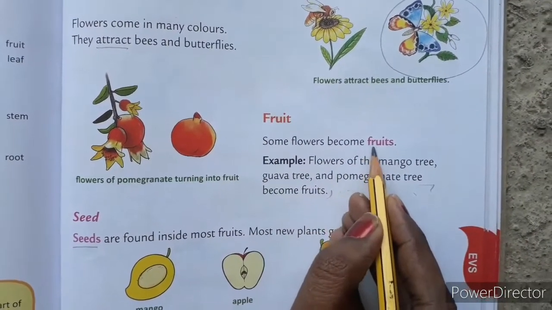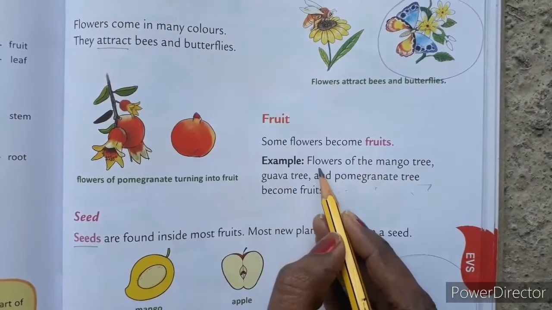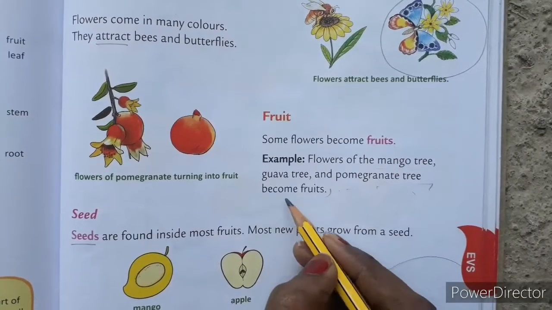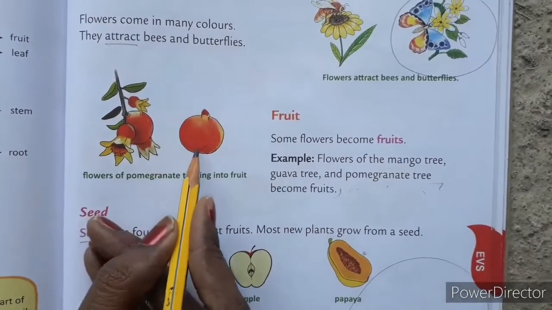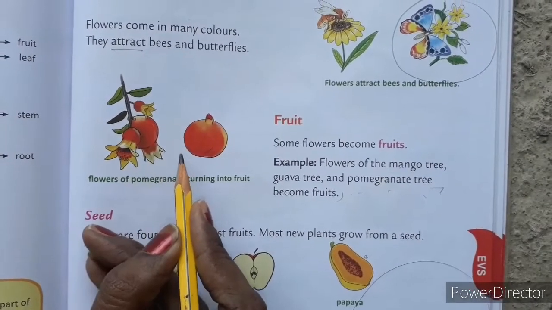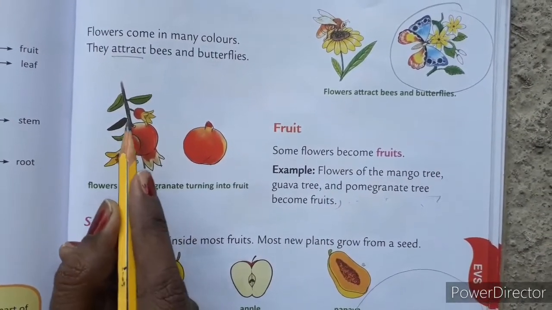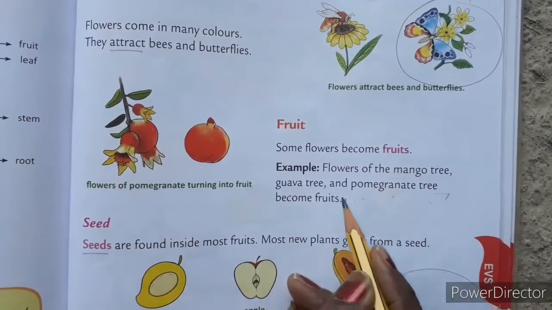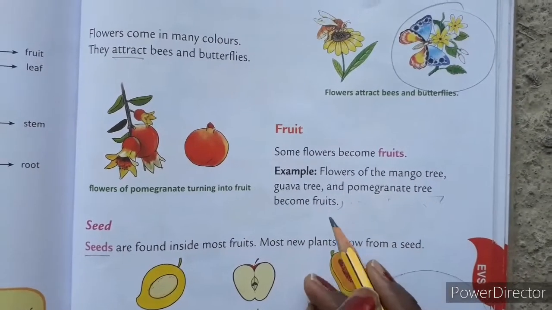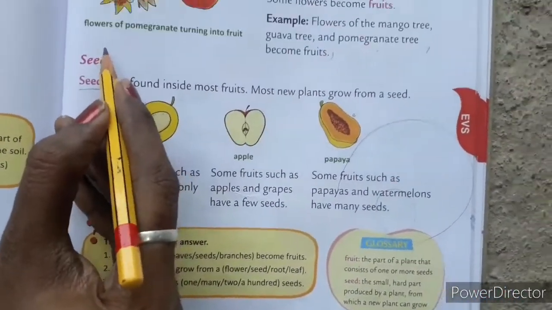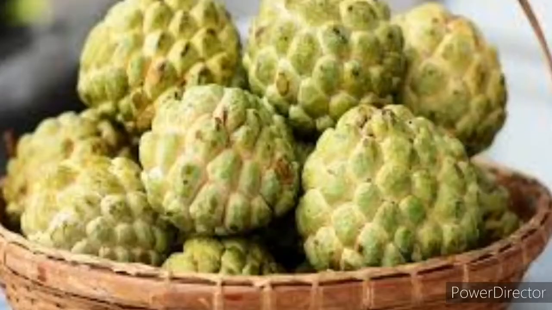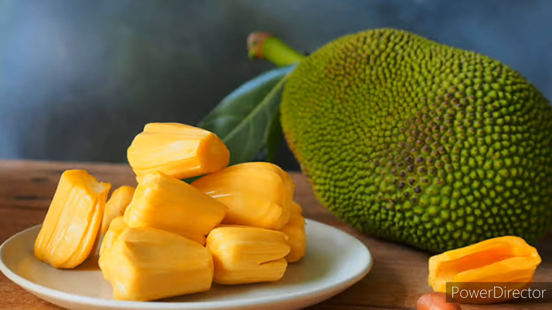Some flowers become fruits. Example, flowers of the mango tree, guava tree and pomegranate tree become fruits. See here. This is pomegranate. The pomegranate fruit came from the flower. Mango is also the same. I'll give a few examples of fruits: banana, grapes, custard apple, jackfruit. These are some more examples of fruits.